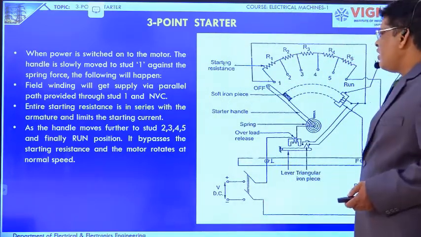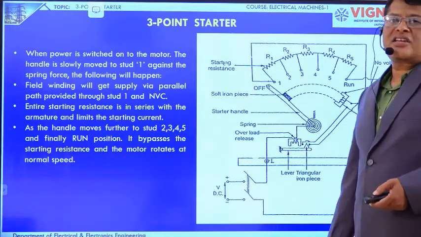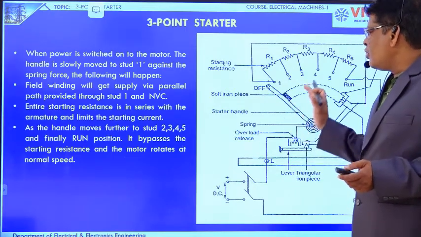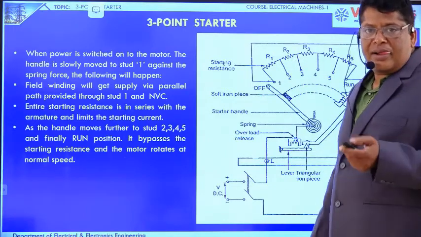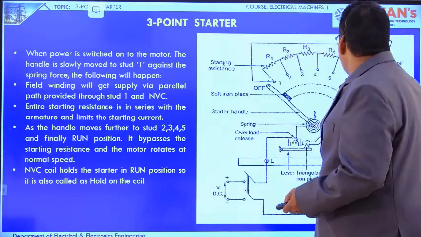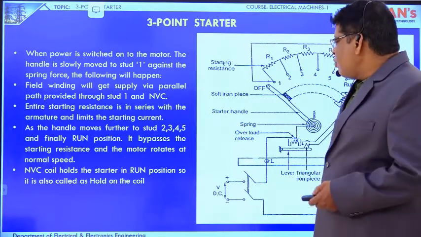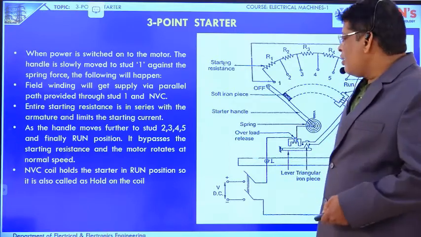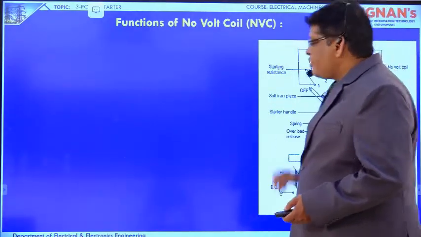As the handle moves from stud 2, 3, 4, 5 and finally to the run position, it bypasses the total external starting resistance, and the motor rotates at a normal speed, or rated speed. The NVC coil, nothing but the no voltage coil, holds the starter in the run position, so it is also called the holding on coil. The function of a no voltage coil in a 3-point starter.